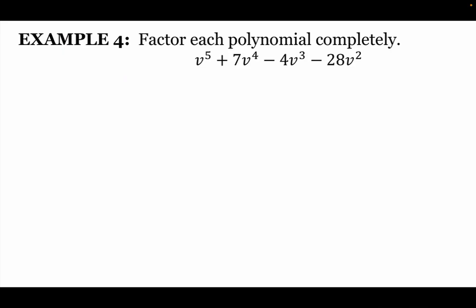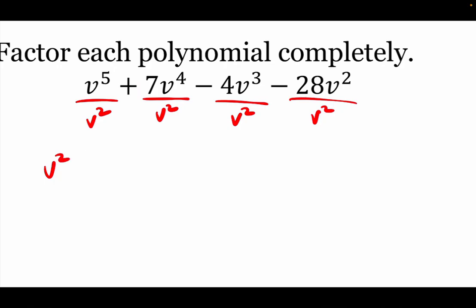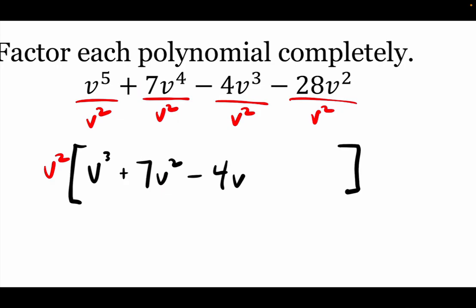Okay. Factor out an overall GCF. These have an overall GCF. They all have at least v squared, right? This one's got 2, this one's got 3, this one's got 4, this one's got 5. That means they each have at least 2. So I divide them all by v squared. V squared goes on the outside. I'm going to use the brackets again. So it's going to be v to the third, 7v squared, negative 4v, negative 28.